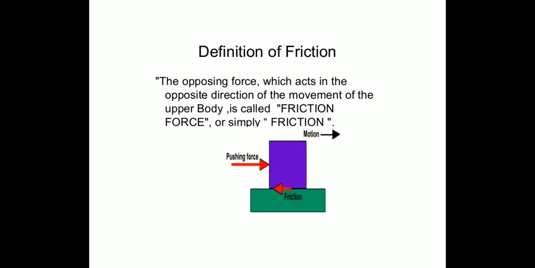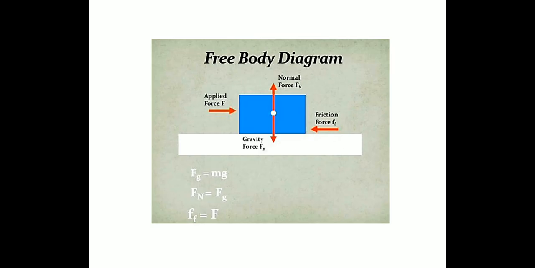A simple definition of friction: the opposing force which acts in the opposite direction of the movement of the upper body is called friction force, or simply friction. A block is pushed by applying some force, therefore the block tends to move this side. The motion is opposed by the friction. Free body diagram: every block has its own self weight. The self weight is balanced by a normal reaction. If you apply force in this direction, the applied force is balanced by the friction force.